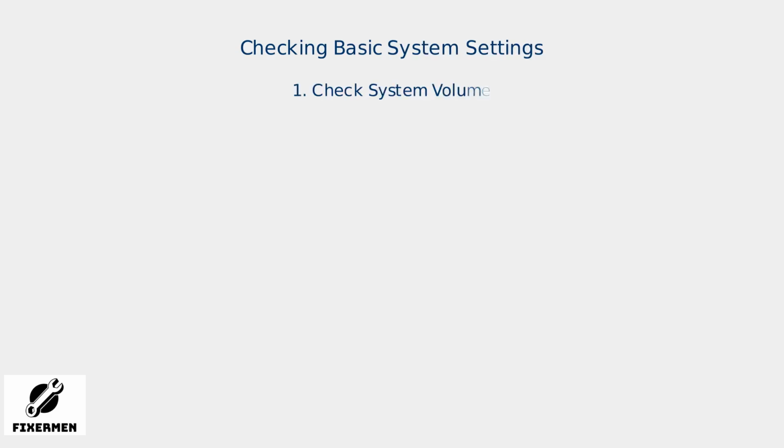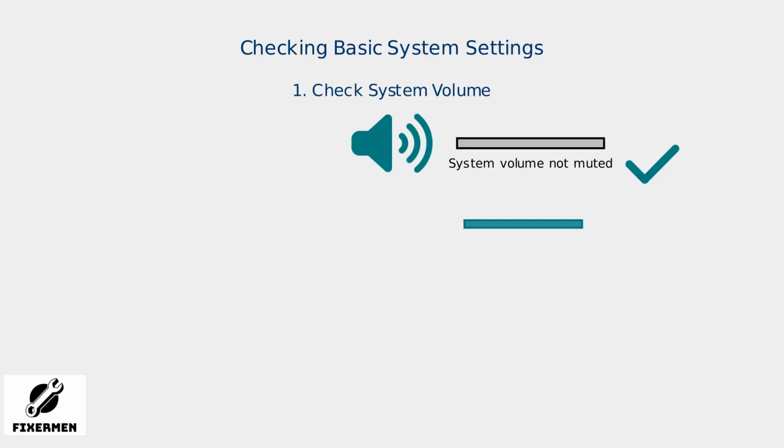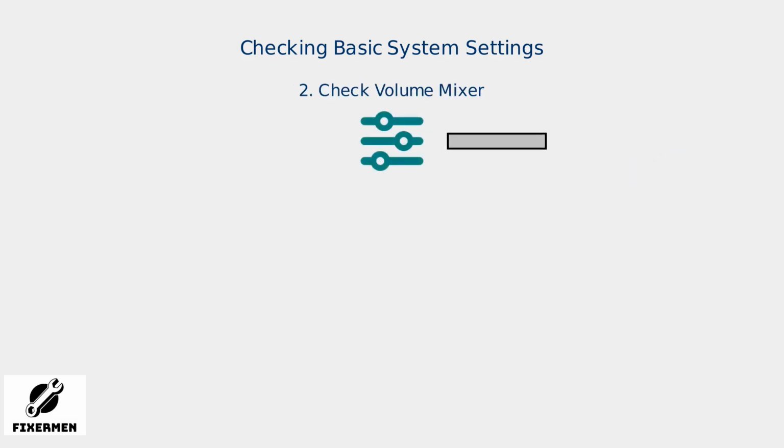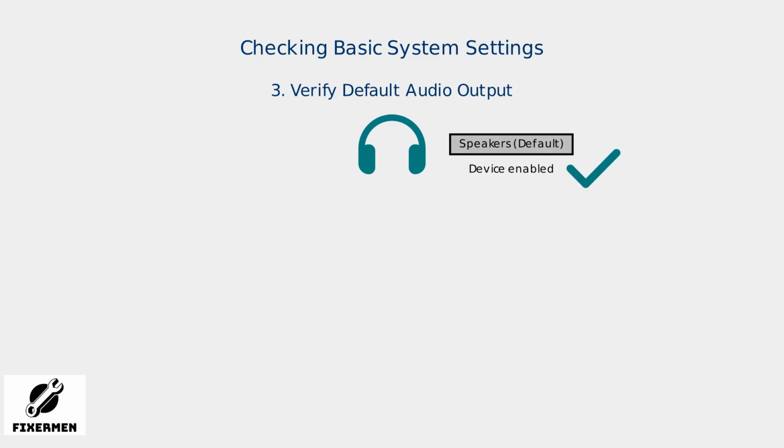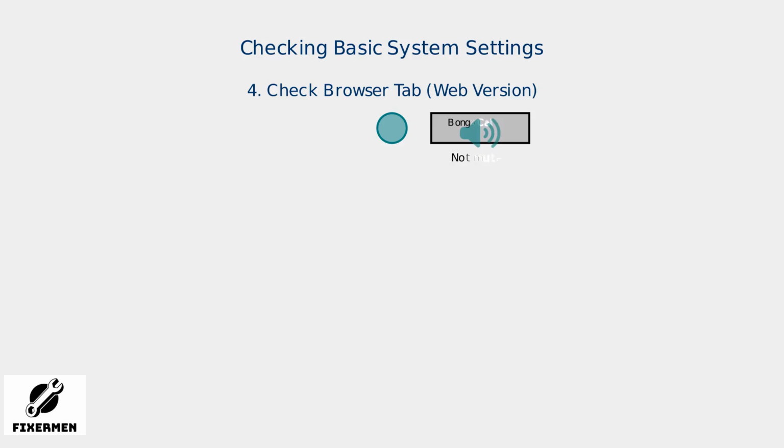Before diving into complex fixes, let's cover the basics. First, ensure your system volume isn't muted and that Bongo Cat isn't accidentally silenced in your volume mixer. Check your default audio output device. Make sure it's the correct one and enabled. For web versions, ensure the browser tab isn't muted. These simple checks resolve many no-sound problems immediately.